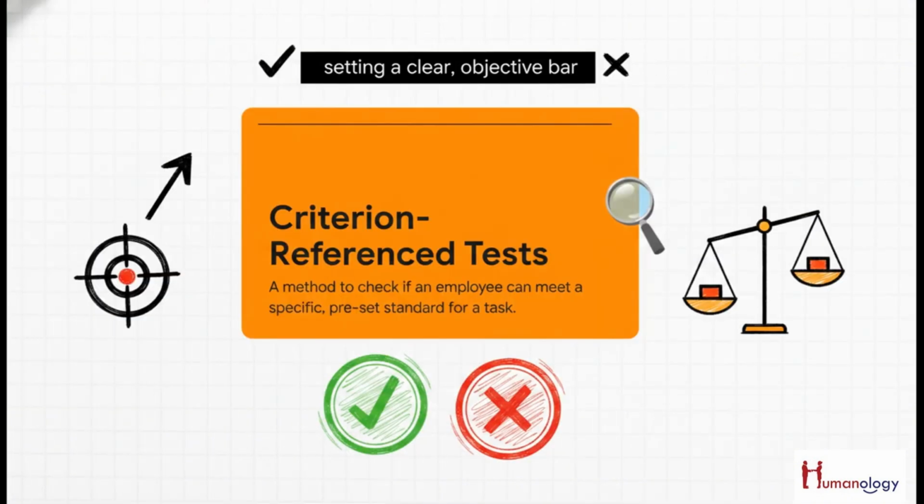First up, criterion reference tests. All this means is you set a clear, non-negotiable standard for success. Think of it like a driving test. The goal isn't to see who's the best driver, it's just a simple yes or no question. Can this person perform the task to the required standard? Can they parallel park, yes or no? It takes all the guesswork and subjectivity right out of the equation.